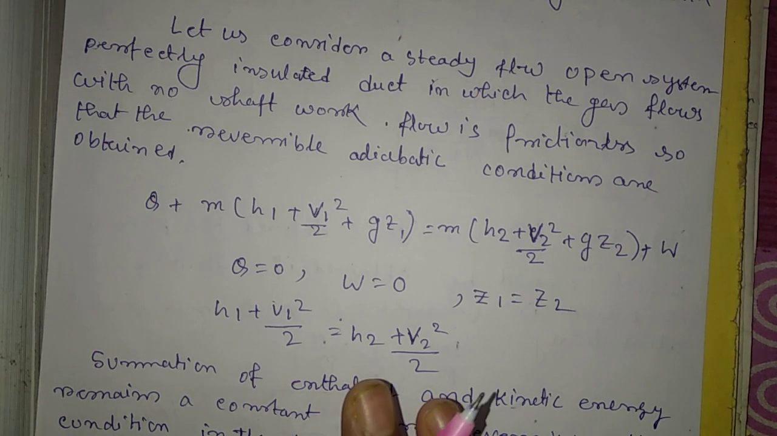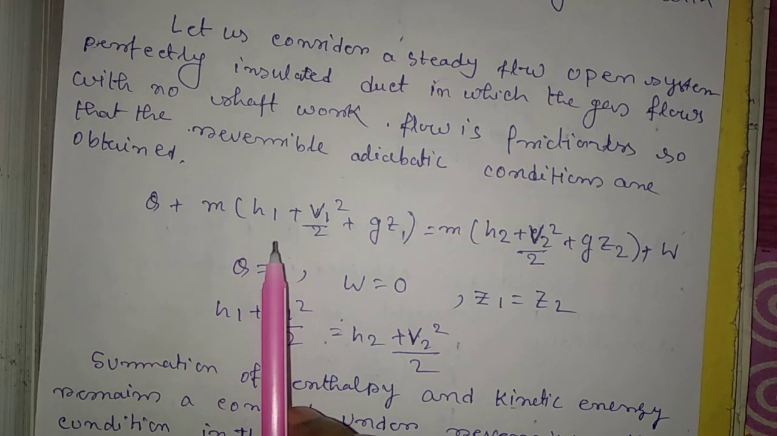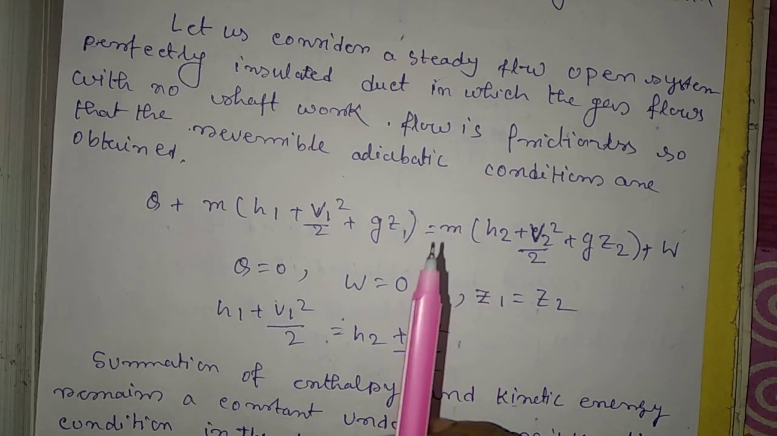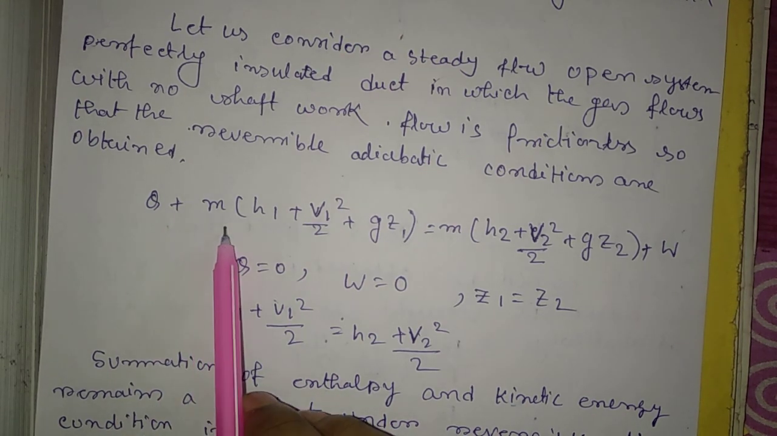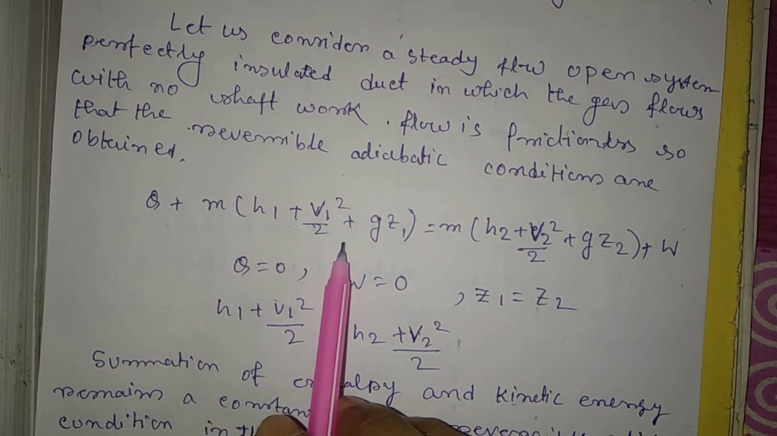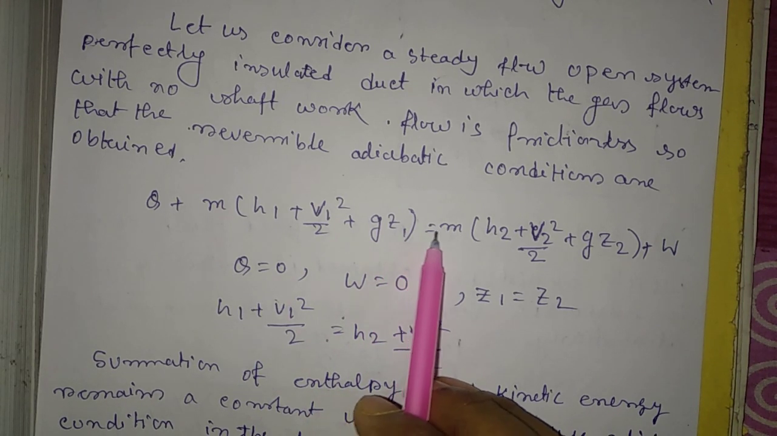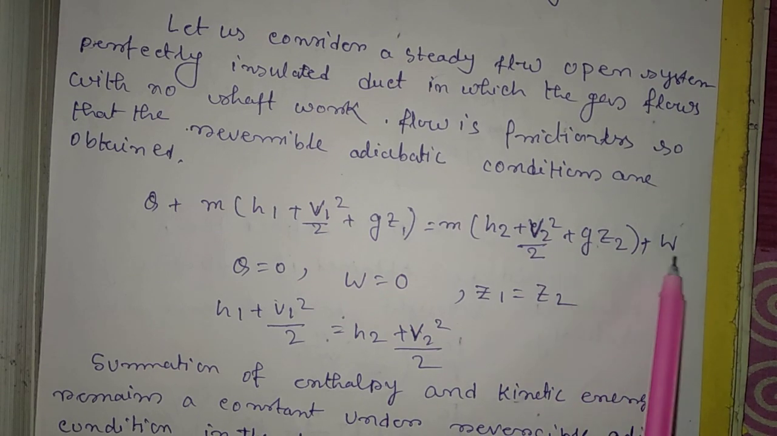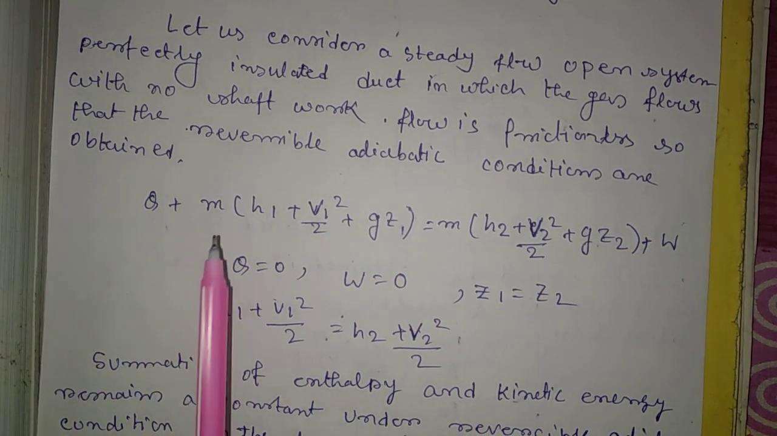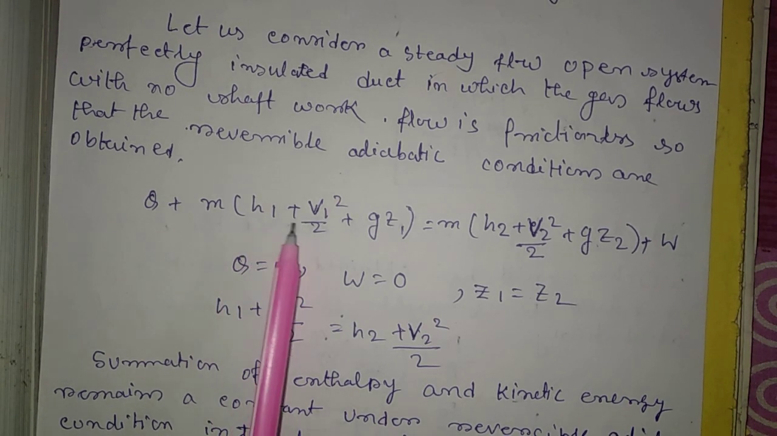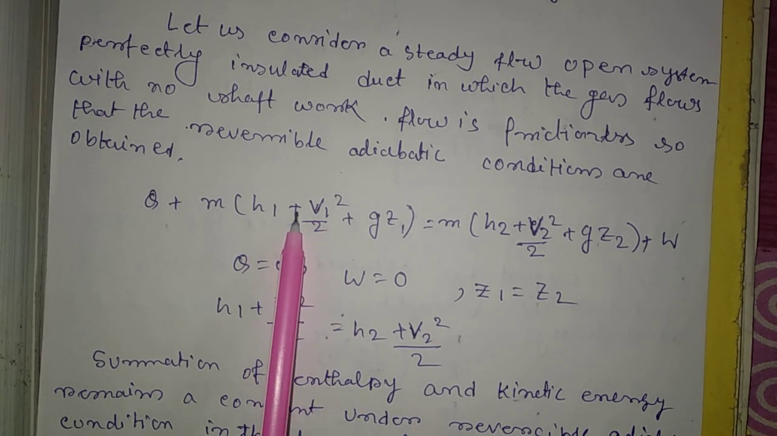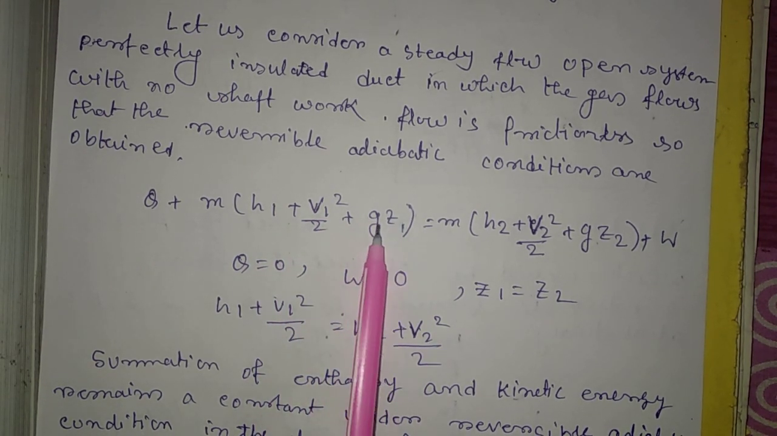Okay, as we know, the steady flow energy equation, when a single stream is entering and a single stream of fluid is leaving the control volume, was expressed as Q plus m(h1 + V1²/2 + gz1) equals m(h2 + V2²/2 + gz2) plus W, in which Q is the heat transfer, m is the mass flow rate, h is the enthalpy, and V1²/2 indicates the kinetic energy.